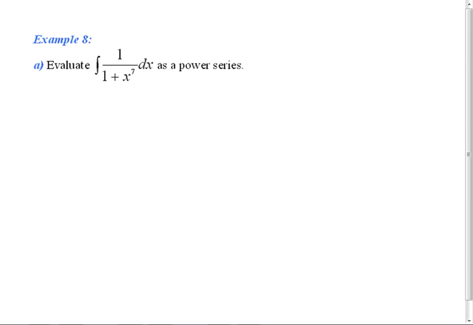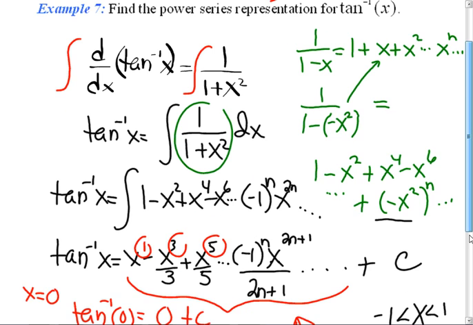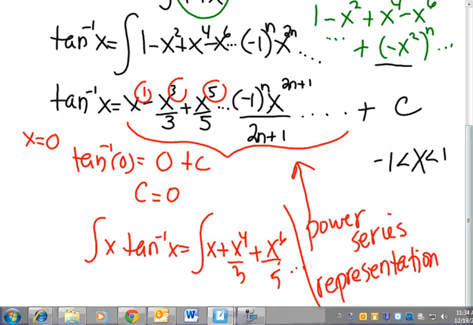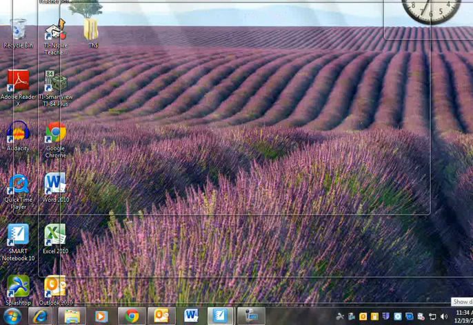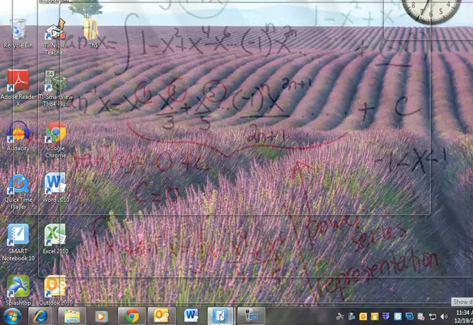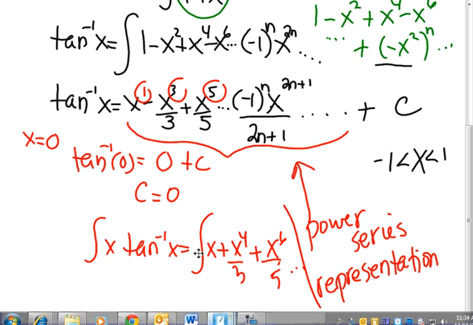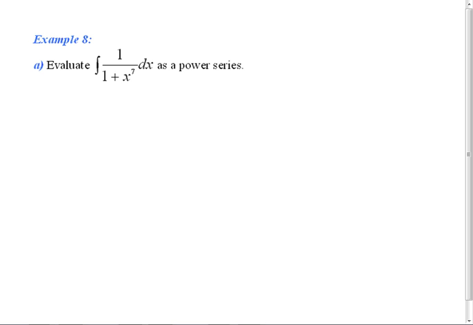Okay, so I want to write that as a power series. Oh, it's not that hard. So I want to do this as a power series. By the way, this is geometric. So what is this really going to do?